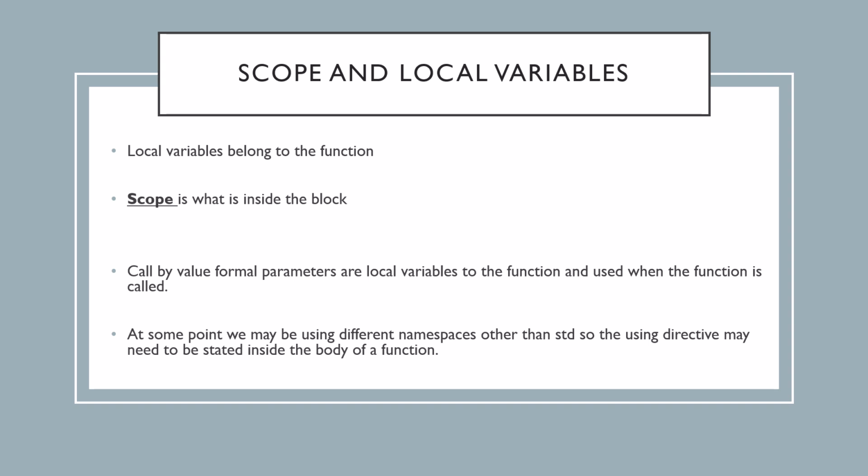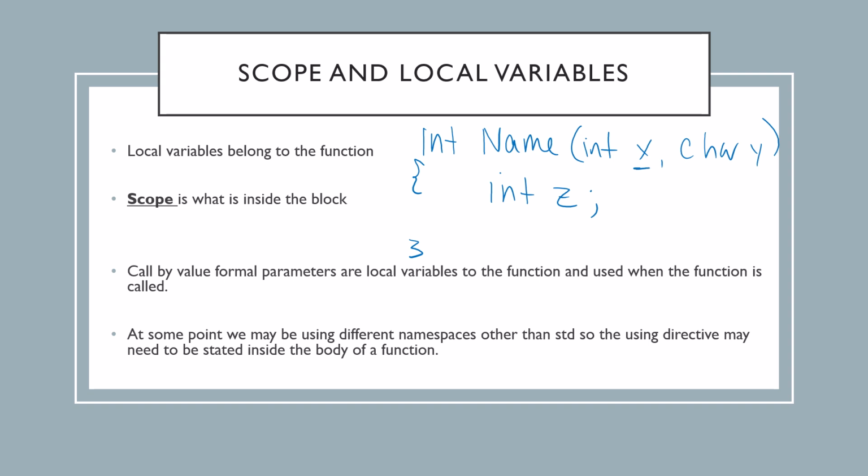Okay, scope and local variables. So just like with loops and the main function, everything in C++ is set up with curly braces. So if you have your function, this is my function, int name. This would be my function definition, int x, char y. I have an opening curly brace and a closing curly brace. And in here I have int z. Local variables to this function are x, y, and z. And they only belong to this function called name.